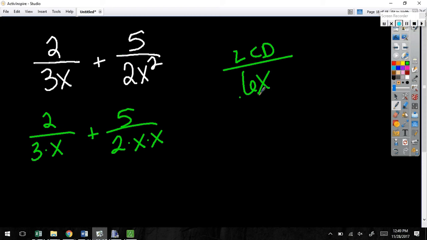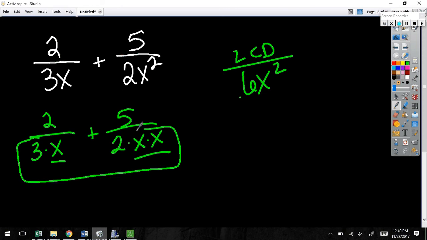I'm looking at the coefficients in front to see what the least common multiple is of those. The least common denominator of 3x and 2x squared is going to be 6x squared. Remember, a common denominator can be found by multiplying the two together. But the least common doesn't include repeated multiples in there.